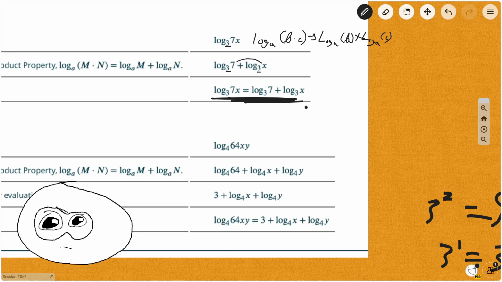Which one do I want? Okay. Let's try this one.